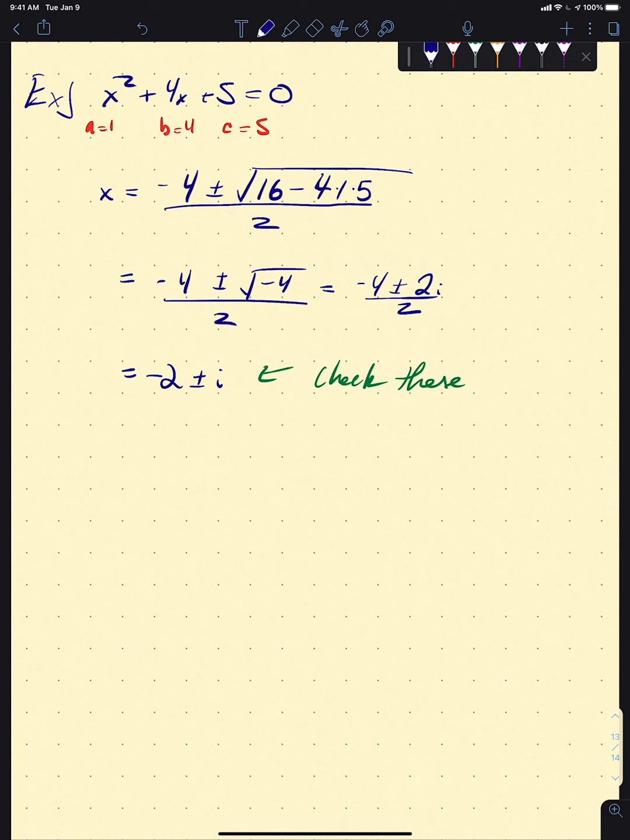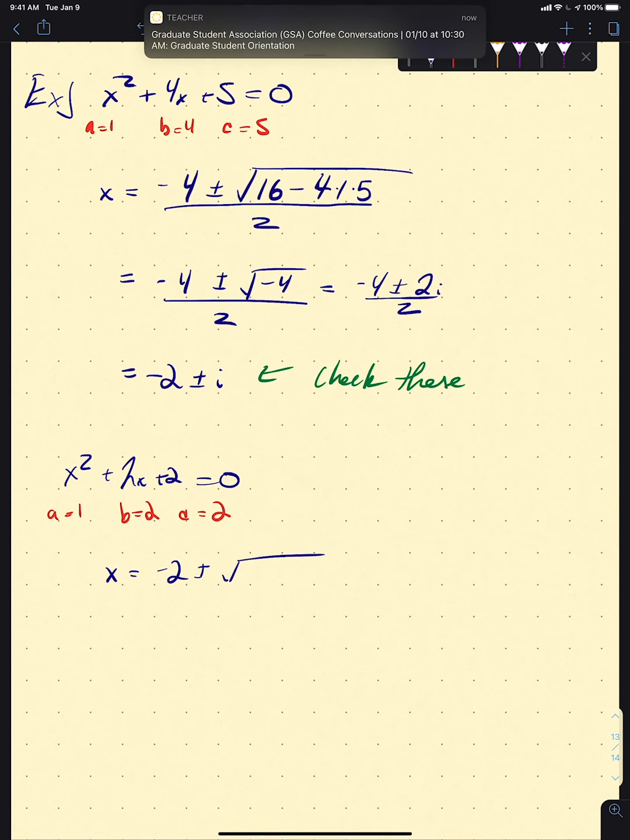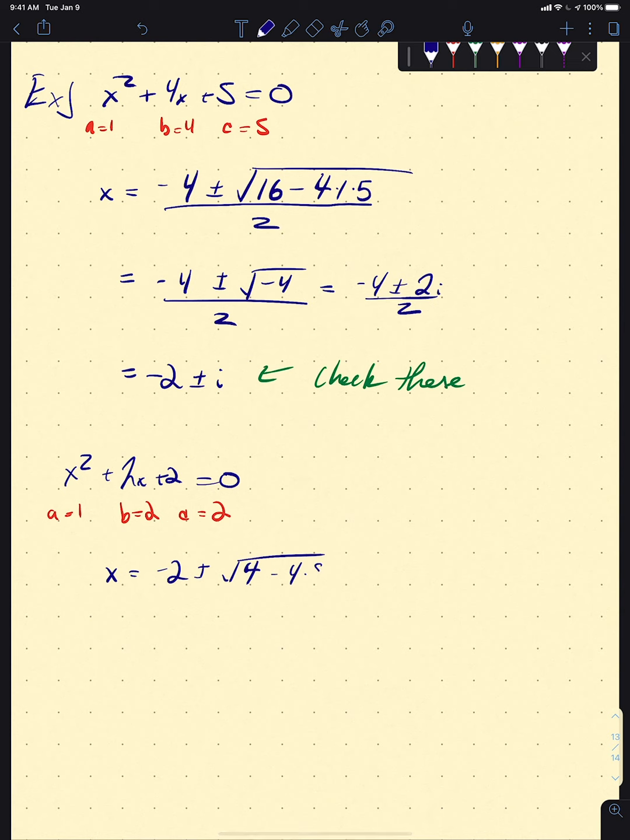We can do one more that I know will give us complex solutions. So let's say x squared plus 2x plus 2 equals 0. Once again, as we look at this, we're going to see that a is 1, b is 2, and c is 2. But no fear, we have this general formula. We have x is negative 2 plus or minus the square root of 4 minus 4 times 2, which is 8. And that's all over 2.